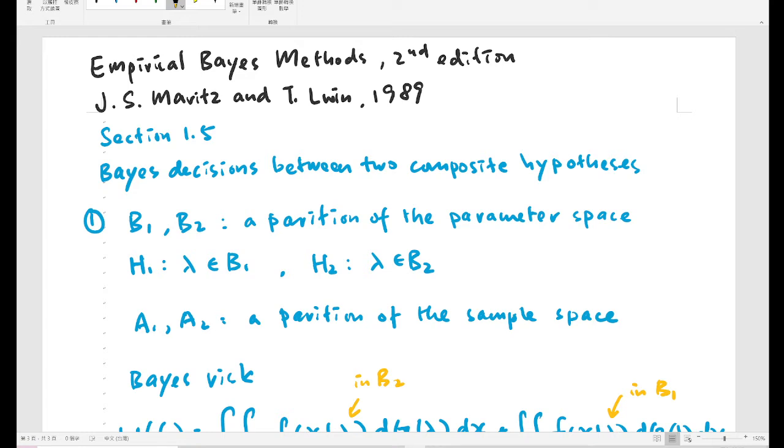Okay, let us consider the following setting. We have a partition of the parameter space. Remember, the parameter is denoted by lambda, okay? The parameter space is separated into sets B1 and B2. The first composite hypothesis H1 is that lambda is in B1. The second hypothesis H2 is that lambda is in B2.